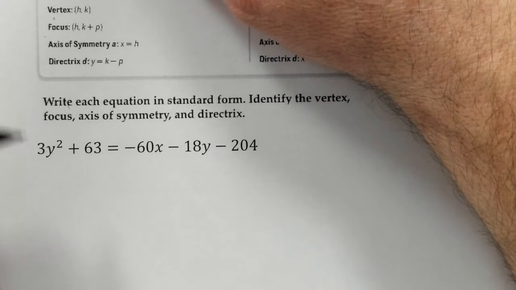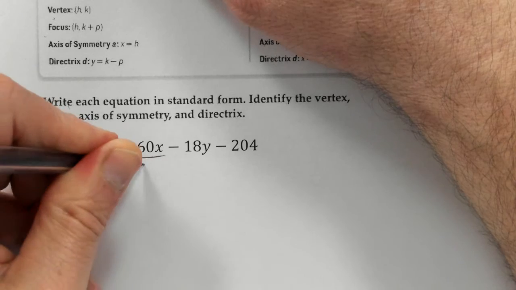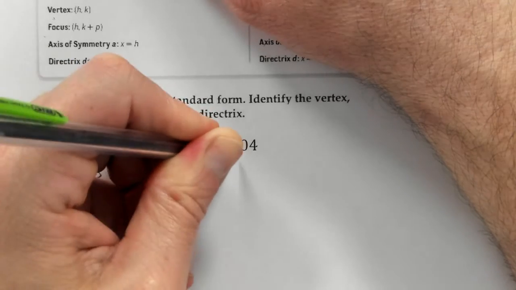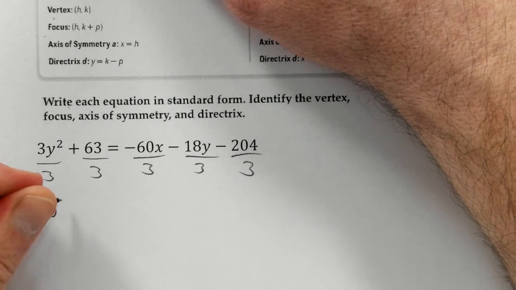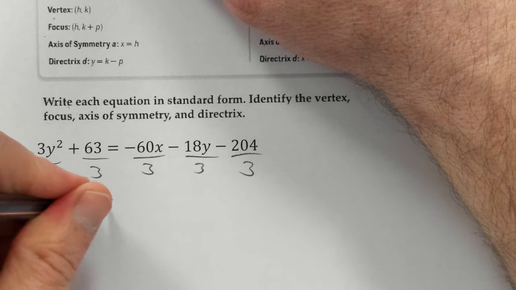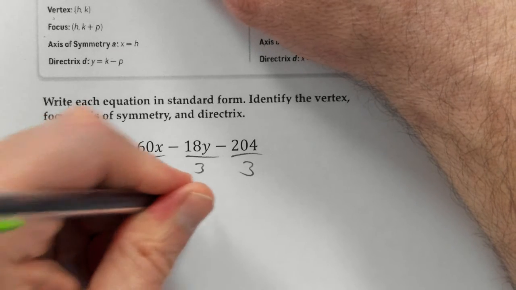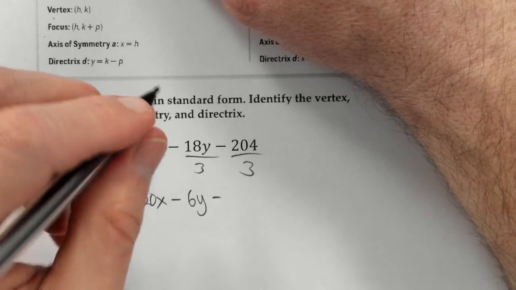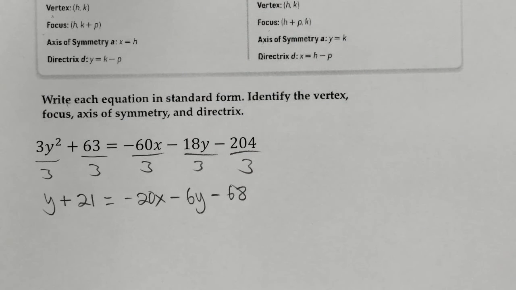First thing that I would do here is just divide everything by 3, because all of these are divisible by 3. So if there's anything you can divide out, definitely do that first. Then we'll end up with y plus 21 equals negative 20x minus 6y minus 68. Okay? All right, so definitely divide everything out if you can. Do that first.